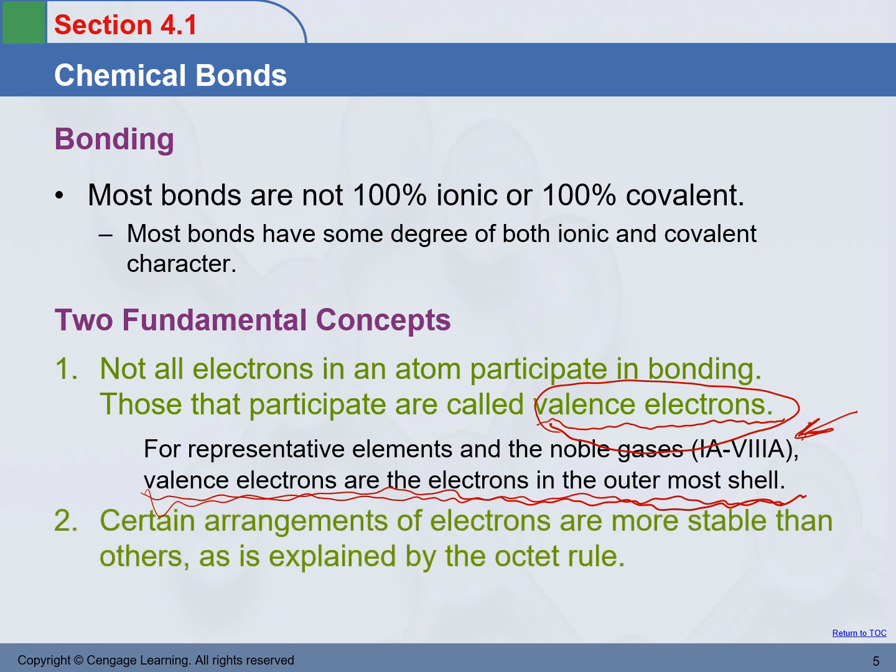Number two, certain arrangements of electrons are more stable than others, as explained by the octet rule. This statement doesn't tell us anything other than there is a rule called the octet rule, and that rule tells us certain arrangements of electrons are more stable than others. We know nothing more than that from this statement. Don't worry, the octet rule will be our next topic.